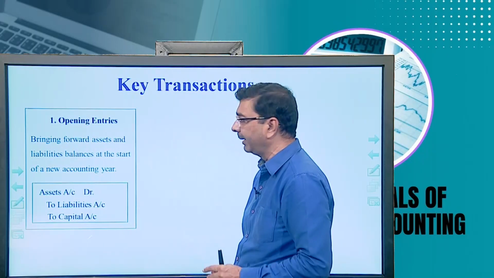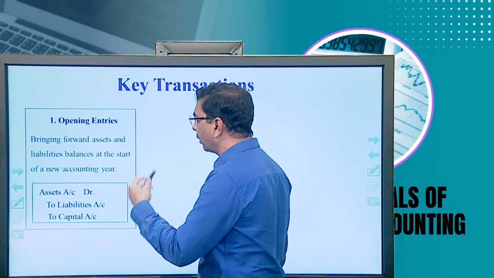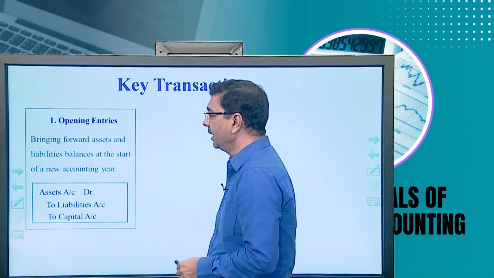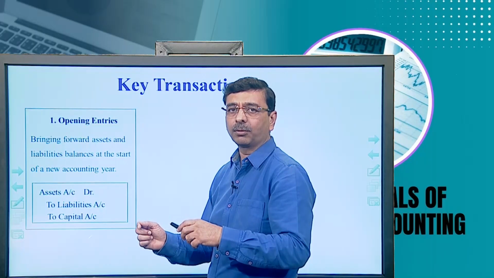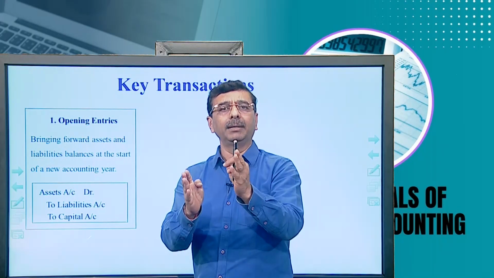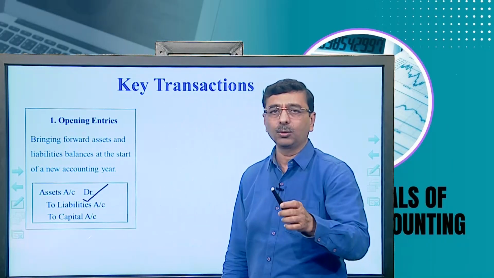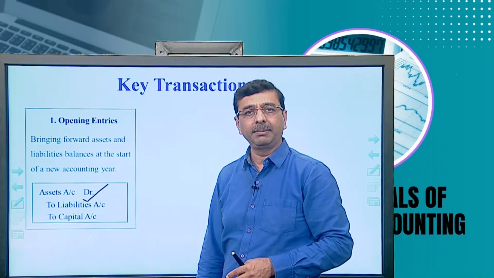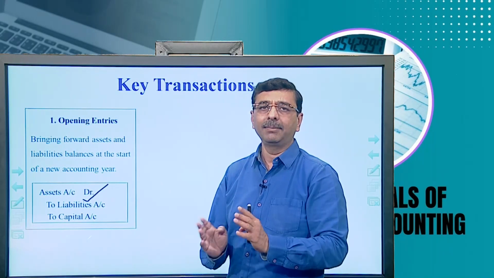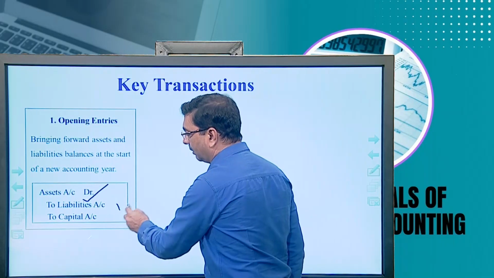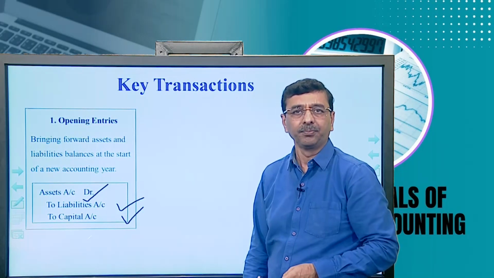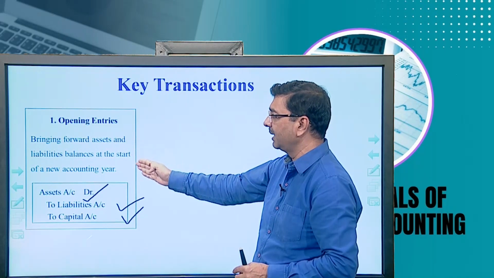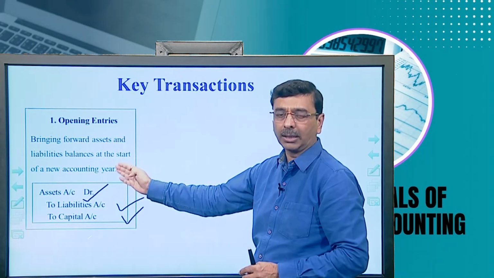Now first is the opening entry. Any balances which are brought forward in this account, which have to be forwarded to the balance sheet or somewhere, how will they be forwarded here? The very simple way: assets are debit. So the assets account is debit. Here the opening balance is going to be written, in the new accounting year. So all assets accounts will be debited, capital is always credited, and liabilities are always credited. So assets account debit, liabilities credit, and capital credit. So this is an opening entry, bringing forward all assets and liabilities balances at the start of the new accounting year.